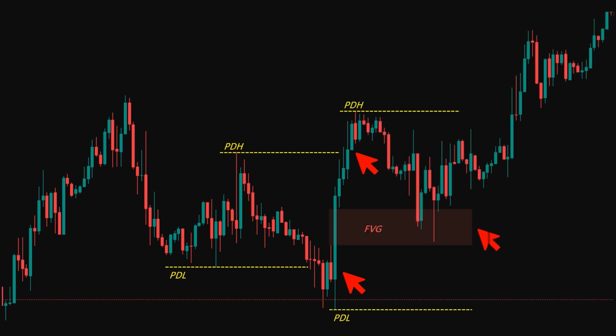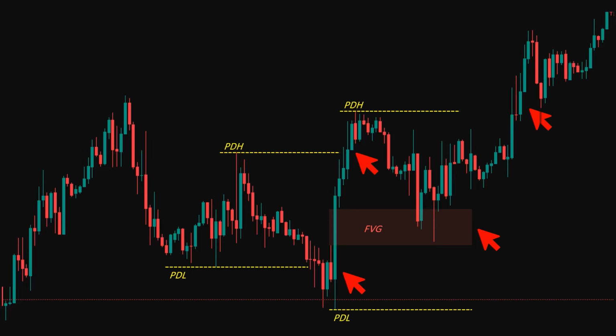For example, after taking out prior day lows, it might move toward prior day highs or a leftover fair value gap. As a trader, your job is simple: mark these key levels, then watch and learn. Do some backtesting and forward testing, and observe how the market reacts after liquidity is taken out. Over time, this experience builds the intuition you need to trade these moves confidently.